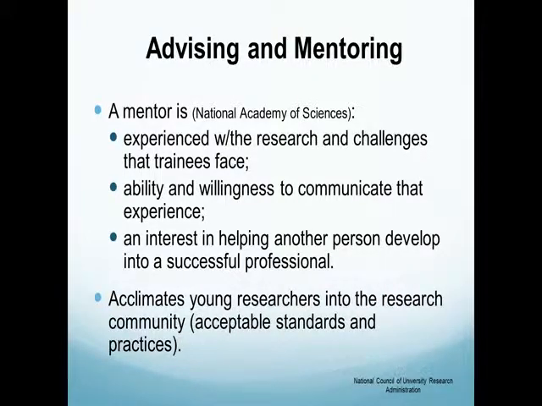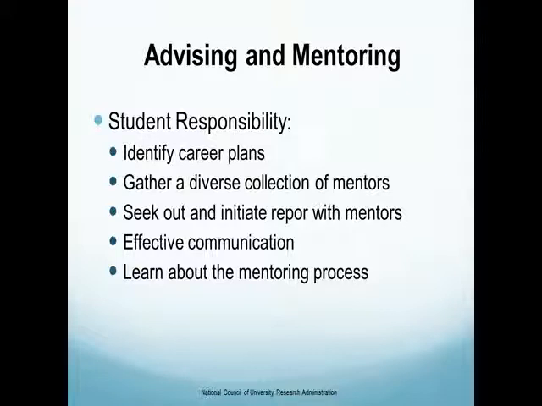Okay, and with that though, there are responsibilities on each side, right? As a student, your responsibility is to identify your career plans, gather a diverse collection of mentors, like the individual back there who has 2, right? Seek out and initiate rapport with mentors, communicate effectively, and learn about the mentoring process. Students should not be passive in this relationship and the development of this relationship. They should be as engaged and aggressive as the mentor will be, right? Students should identify what they want to get out of the relationship and what their future plans are or would like to be, so that the mentor can help you.